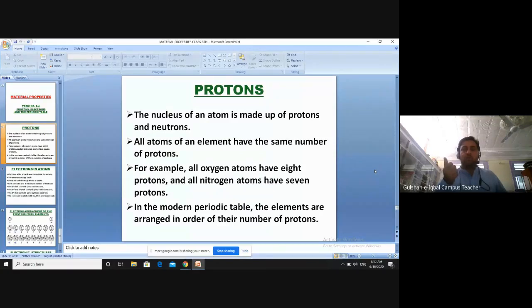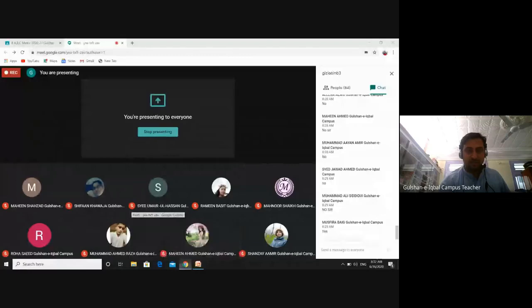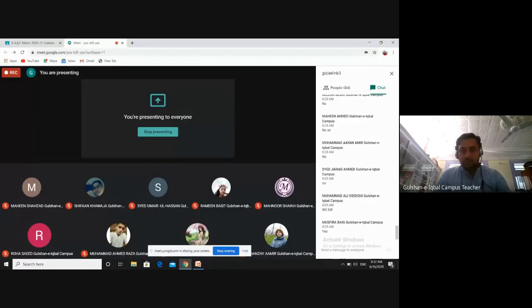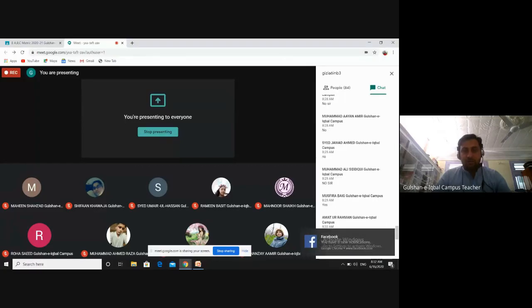If 1 proton, the position is 1. If 2 protons, the position is second. If 3 protons, the position is third. If 4 protons, the position is fourth. Okay, so let's see if there is any question regarding this right now. Ask it so that we move on. Any question regarding the number of protons?